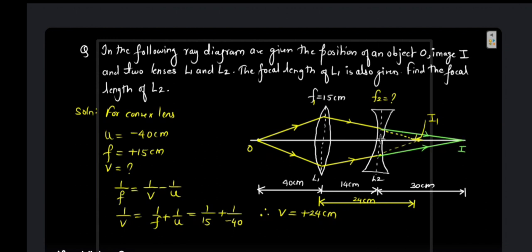Okay, so we can find out easily now the object distance, that is the distance from the concave lens, that is distance from here to here. It is going to be this 24 minus this 14. It is going to give you 10 centimeter, which is going to be the distance from the concave lens to I1, which is going to be your object distance. Image distance, final image is formed at 30 centimeter. So V is going to be 30, and you can find out the focal length using thin lens formula.